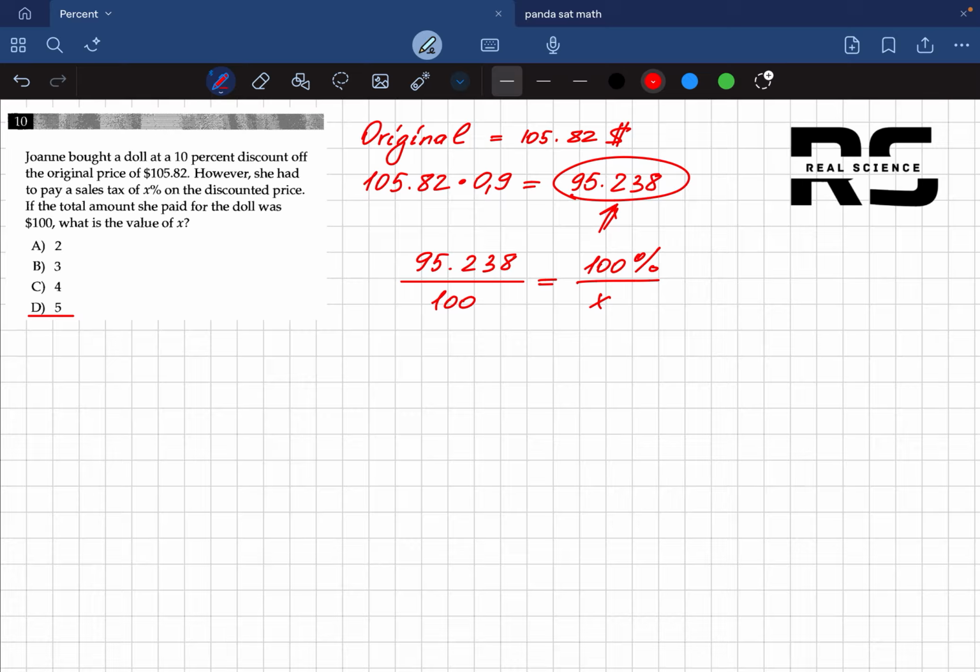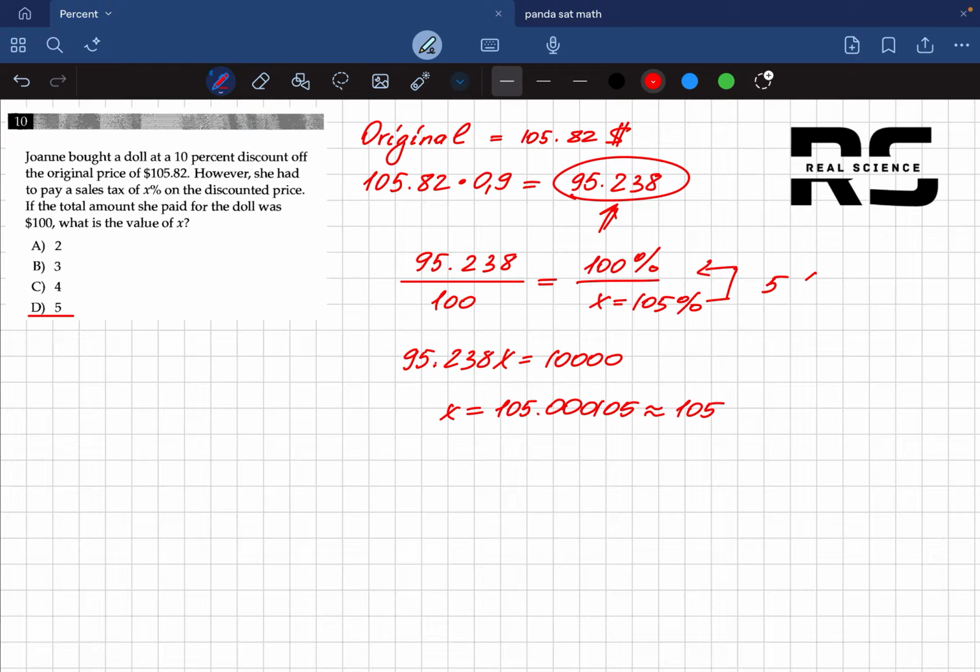Now let's just cross multiply. That's going to be 95.238X is equal to, and X is equal to, now let's calculate that. That's going to be 105.000105. Well, that's approximately 105. So if this is 105%, what percentage did it increase? Well, 5%. The answer is D.